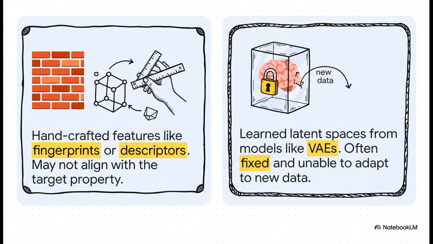On one side, you have fixed representations. These are handcrafted features like fingerprints or descriptors. The issue here is that they may not align well with the specific property you're trying to optimize, and their high dimensionality can be a challenge. On the other side, you have data-driven embeddings learned from models like variational autoencoders, but these also have drawbacks. They are often fixed after initial training, so they can't adapt as you acquire new data. Furthermore, the latent space they create might not be smooth with respect to the property you care about.